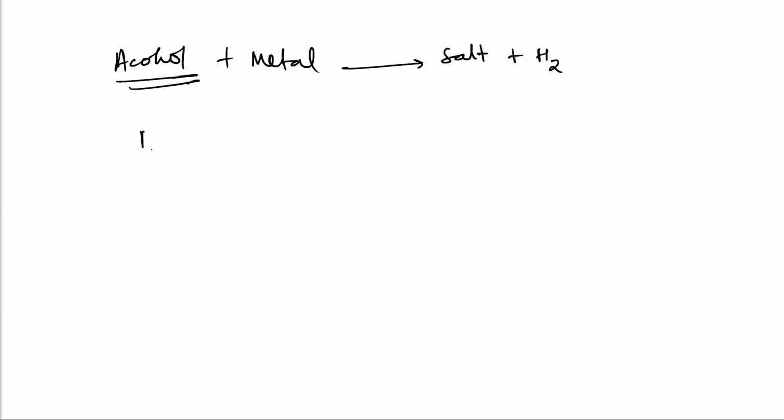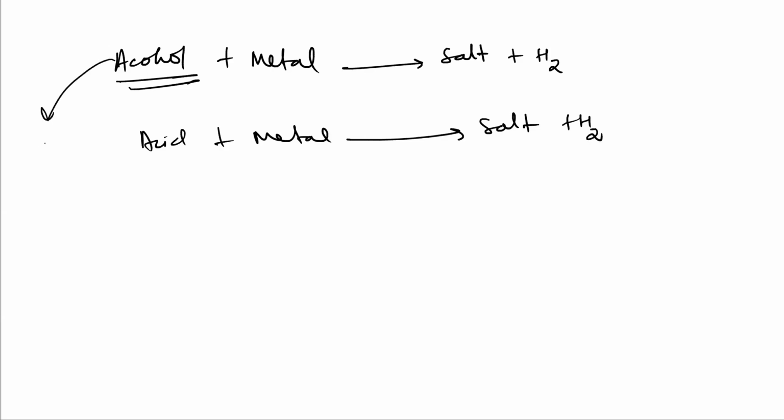The first property of alcohol is that when alcohol reacts with metals, it will give you salt plus hydrogen gas. And this same property is of acid also. Acids when reacting with metals give you salt plus hydrogen gas. So why are alcohols not characterized as acids?